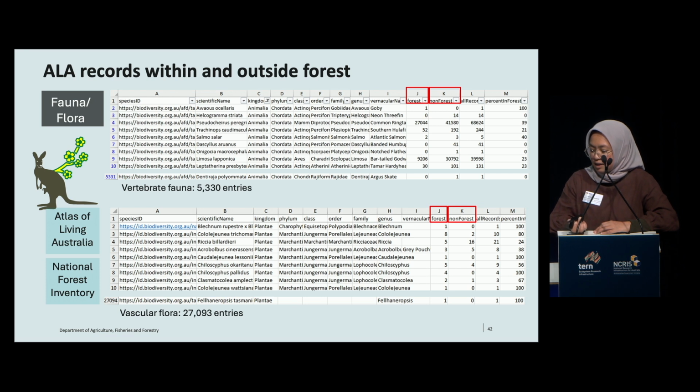So, in the new method, the first step is to get a candidate list of species. And for each species, we need to have forest and non-forest records. And this was enabled by intersecting species occurrence data from ALA and spatial coverage of forests from the NFI. And as you can see there, for example, we had large data sets. So for example, for flora, we had 27,000 entries that we need to work with.